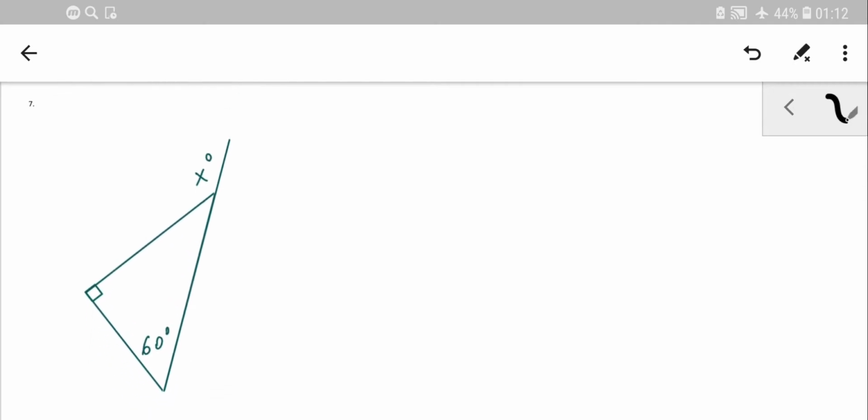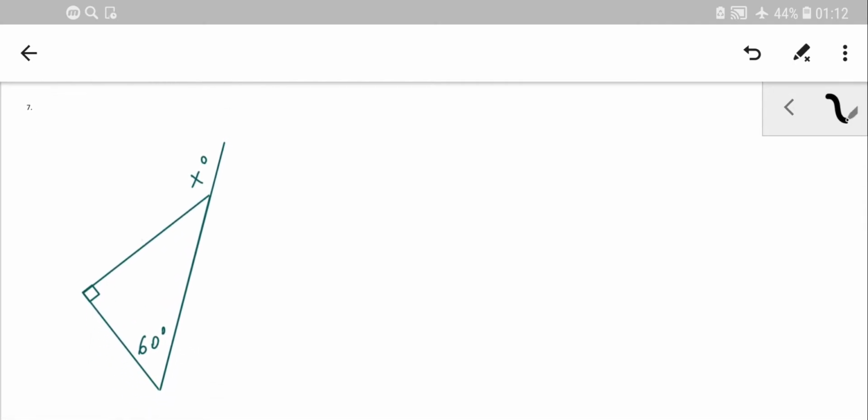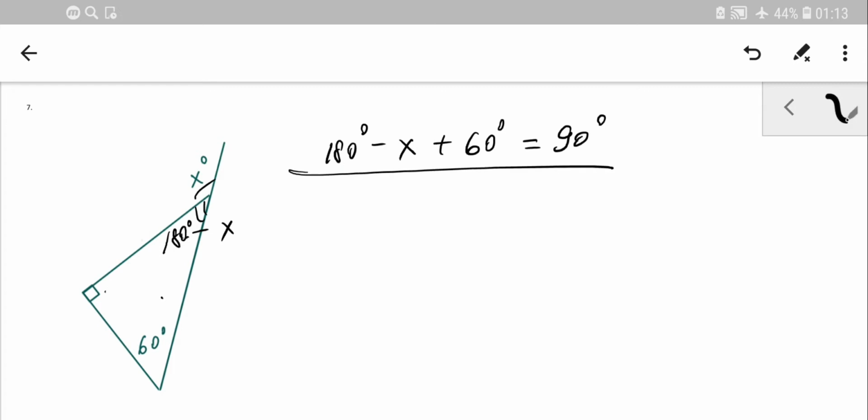So problem number 7, we have a right angle triangle, 60 degrees and some angle x. We can figure out this angle as 180 minus x. The second angle should be 90 degrees, or you can sum them up and get 180. So I use a shortcut: x is simply 90 plus 60, which is 150. Oops, yeah, that's correct.